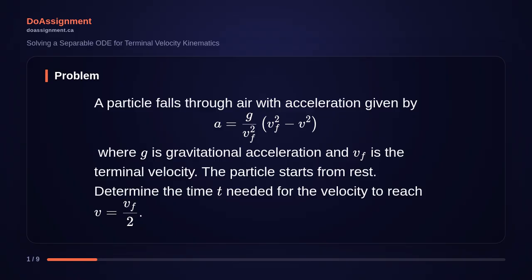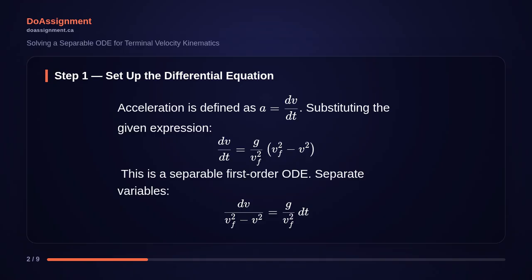Now let us work through the solution step by step. Since acceleration equals dv over dt, we substitute the given formula to get a separable differential equation. We move all velocity terms to the left and the time term to the right.